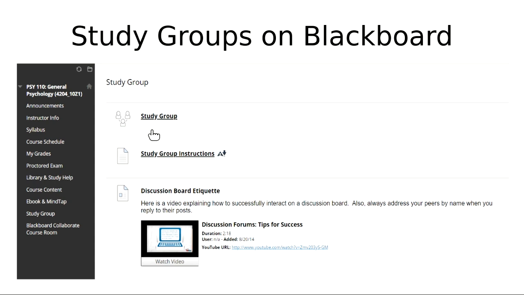When you open that up, it will show you your study group and all the members who are in it. It will also have this Microsoft Word document that you can open with the instructions, but I've got the instructions on my next couple of slides, so I'll show those to you in a second. The other thing it has is a short little video that tells you how to interact on a discussion board, because you'll be doing discussion forums with your study group throughout the semester.